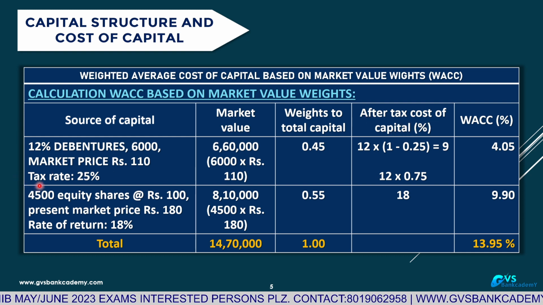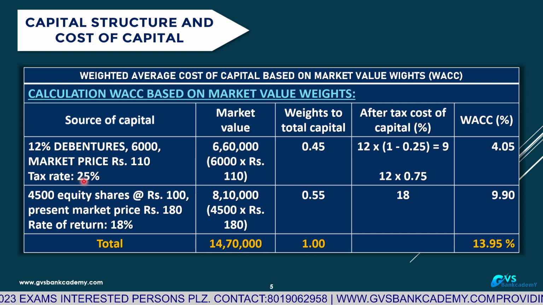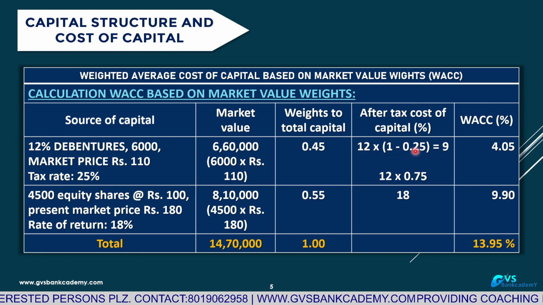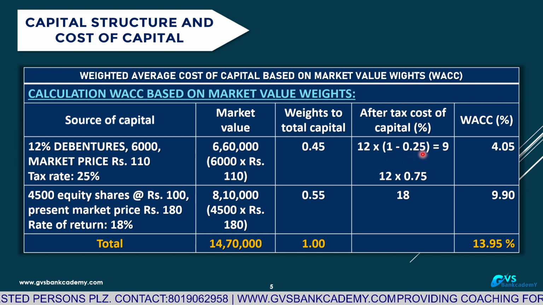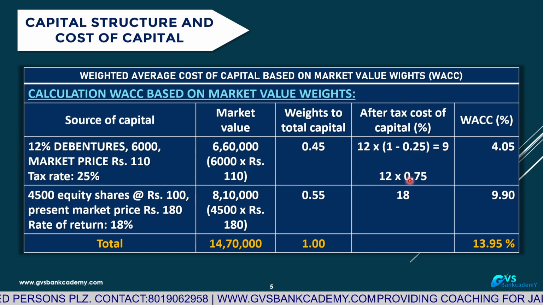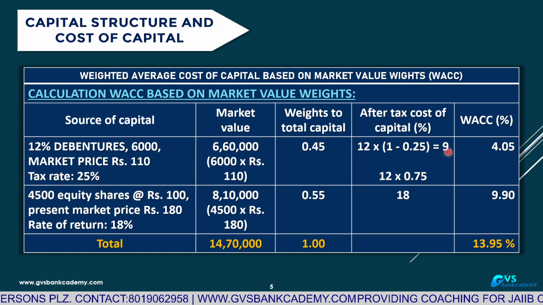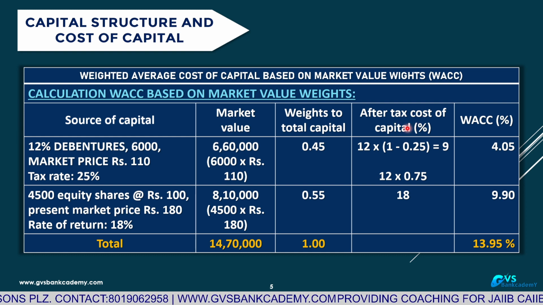Now, this company is paying income tax of 25%. On the 12% they are paying, they are getting a 25% tax benefit. 12 minus 25% means 3, so actual cost is 9. Or 12 into 1 minus tax rate, that is equal to 0.75. 12 into 0.75 is 9. After tax cost of capital is 9%.